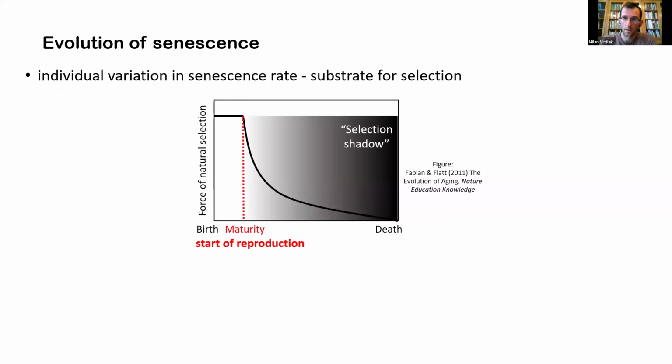This individual variation and the genetic basis of it is a substrate for natural selection. And the main hypothesis about how senescence evolves is based on the selection shadow: after the individual starts to reproduce, from that moment on, the selection declines. I mean, the selection on the phenotype, because once the genes are passed to the next generation, any maintenance of the body towards later ages is not really necessary.